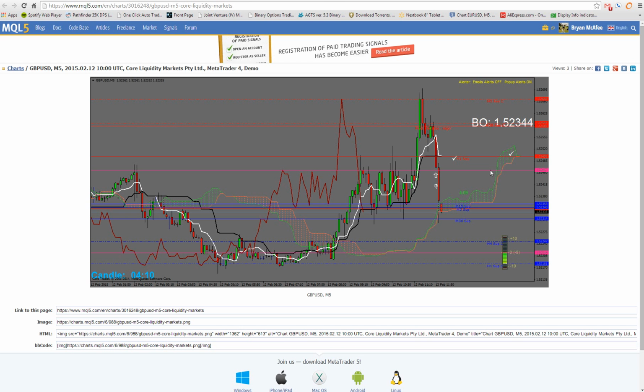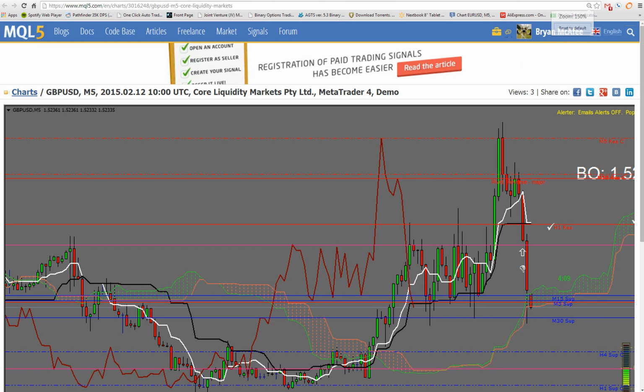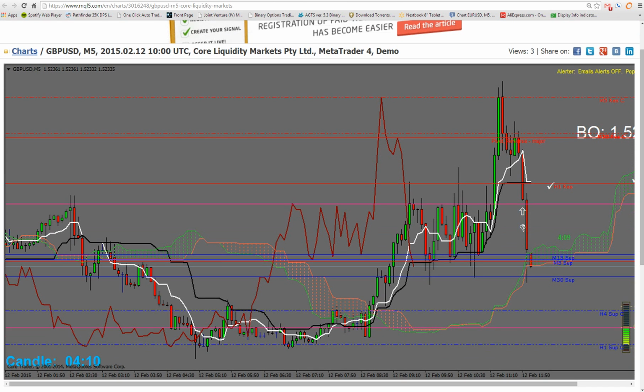Let me see if I can zoom in. Is this making it a little more viewable for y'all? Because these are a little small. Let me minimize this.